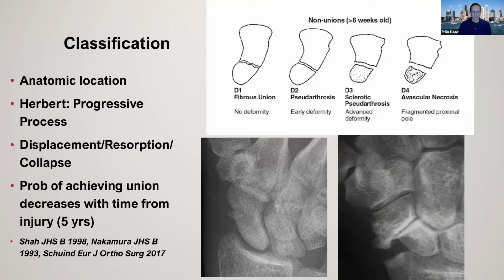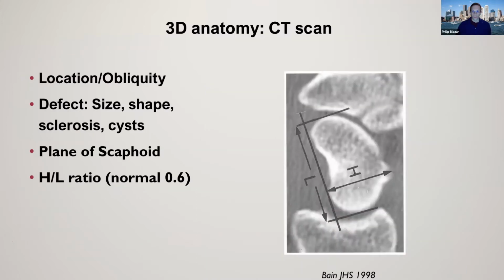So it's this process of displacement, resorption of bone, and collapse that affects things. There are multiple studies that show that the probability of achieving union for a scaphoid non-union decreases with the time from injury, and several studies have shown that around 5 years from injury, while the probability of achieving union still exists, it has significantly decreased compared with the first months to 2 years.